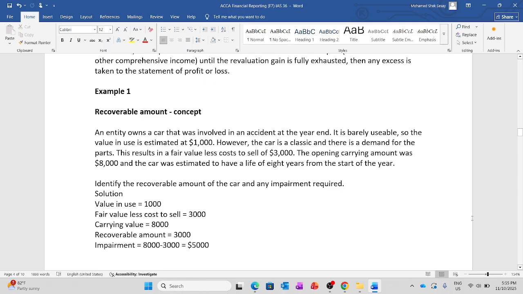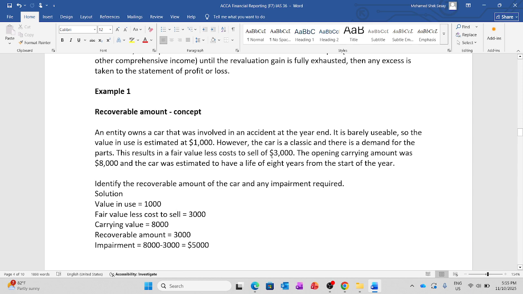recoverable amount. Now looking at the value in use, which is 100, and looking at the fair value less cost to sell of 300, the question stated to identify the recoverable amount of the car and any impairments required, which is very clear. And from the question, the value in use is 1,000, sorry. However, the car is a classic and there is damage to a part. This results in the fair value less cost to sell of 3,000. The opening carrying amount was 8,000.